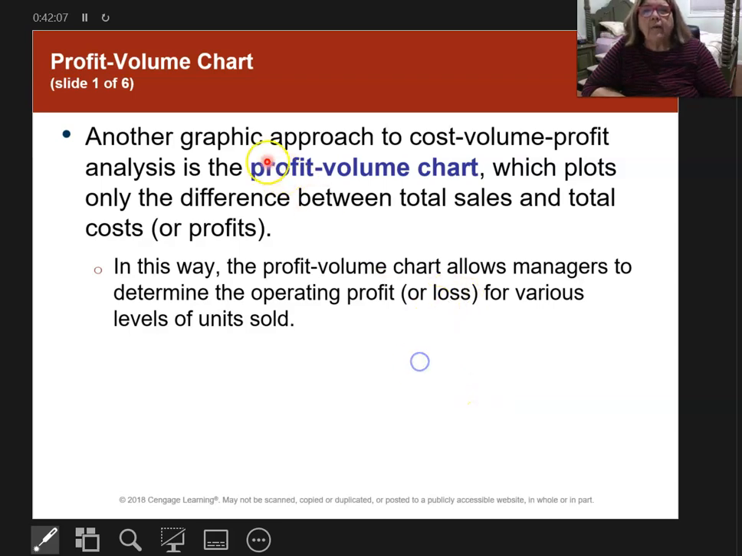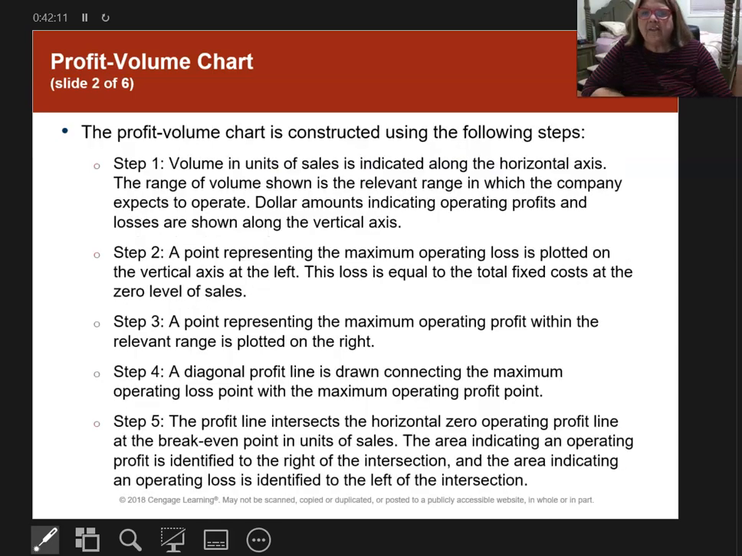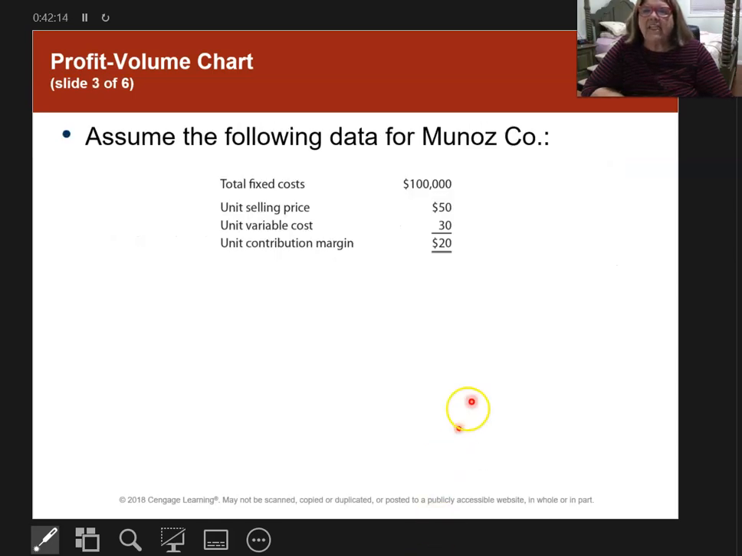So now we're going to look at profit volume chart. Again, this is a graph. I do not have you do graphs. Here are the instructions. Here's the data. My fixed cost is 100,000. I'm selling them at 50. My variable is 30, and 20,000 is my unit CM.